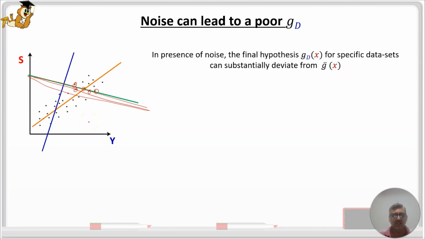So the point I'm making is that the specific choice of your data set can have a significant influence on the choice of final hypothesis. This is how noise messes up things for you, and this is what leads to higher Eout. Okay, so hopefully the impact of noise, the manner in which it messes up your final hypothesis for a particular data set, all of that is now clear to you.